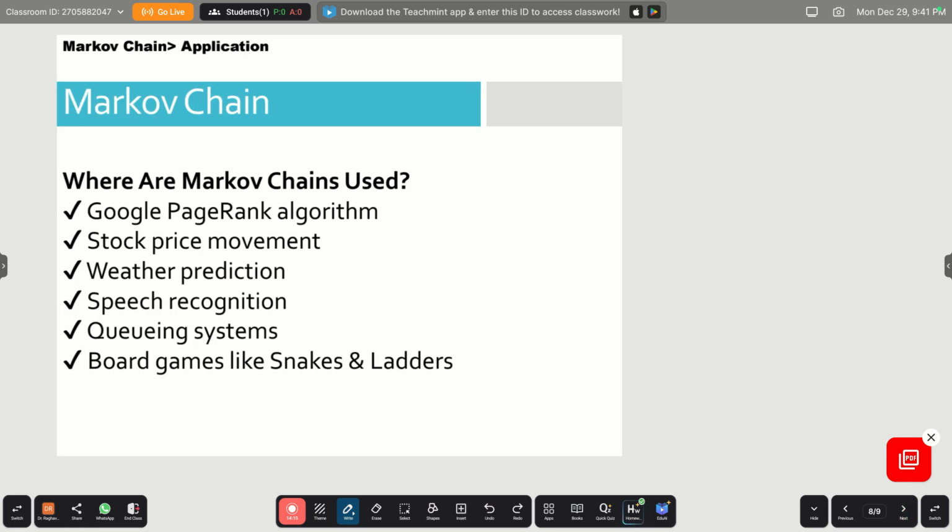And Markov chains are used in many fields. I have listed a few of them: Google PageRank algorithm, stock price movement, weather prediction, speech recognition, queuing systems, board games like snakes and ladders, etc.